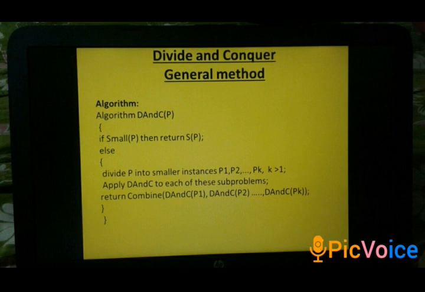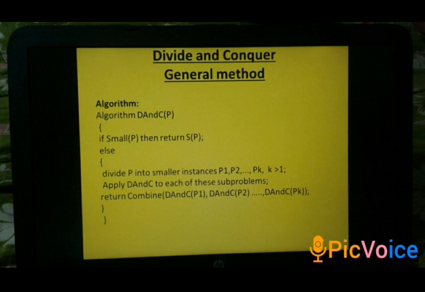Then finally return Combine(D and C of P1, D and C of P2, ..., D and C of Pk). So D and C of P1, the first subproblem, is solved, D and C of P2, the second subproblem, is solved, and D and C of Pk, the final subproblem, is solved. So all the subproblem solutions are combined together, and we get the final solution. This is the algorithm for divide and conquer.